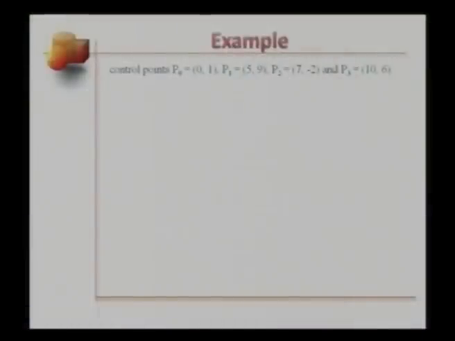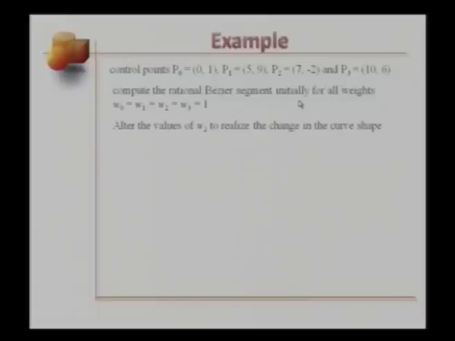Let's start with 4 control points: P0 as 0, 1, P1 as 5, 9, P2 as 7, minus 2, and P3 as 10 and 6. We'll compute the rational Bézier segments for different weights, but to start with, we'll set all weights equal to 1. Again, realize that each weight is associated respectively with each design point here. We'll later alter the values of W2 to realize the change in the curve shape, and maybe also look at what happens to this shape of a Bézier segment if W1 is changed.